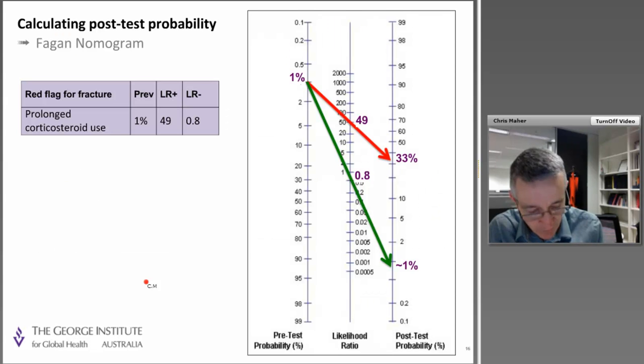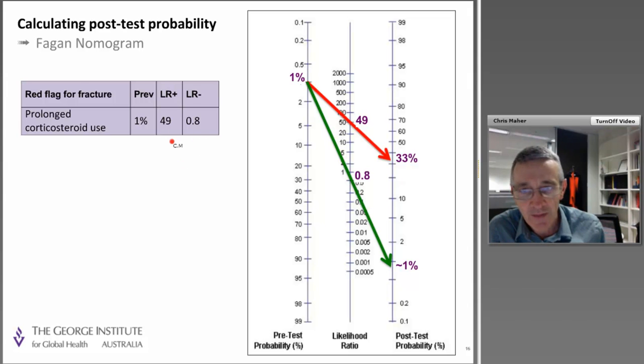and 5 studies looked at combinations of red flags. In terms of the way I'm going to present the data on diagnostic accuracy, we're doing it with a nomogram here. So this is the red flag that's used to predict fracture, so prolonged corticosteroid use. And we've got a pretest probability or the prevalence. It's got a likelihood ratio.